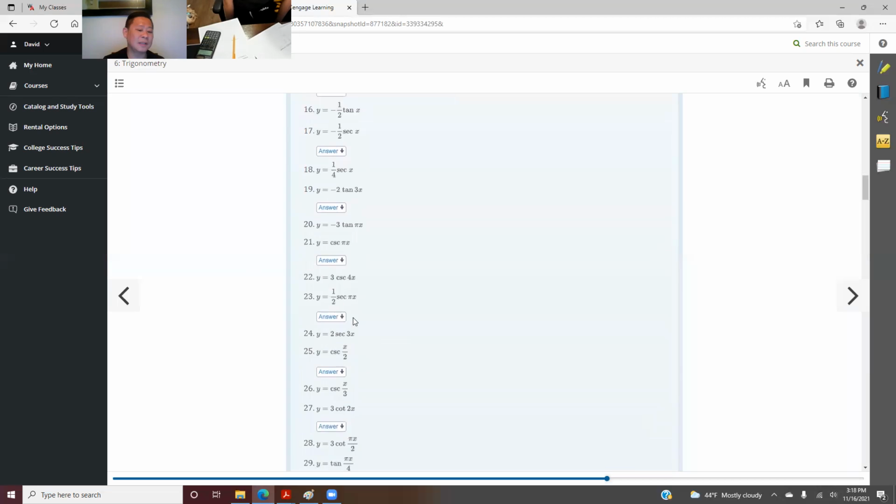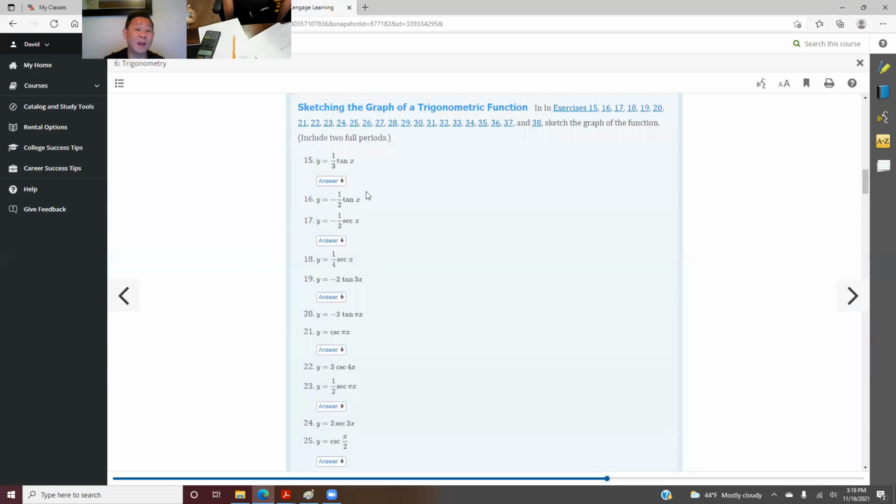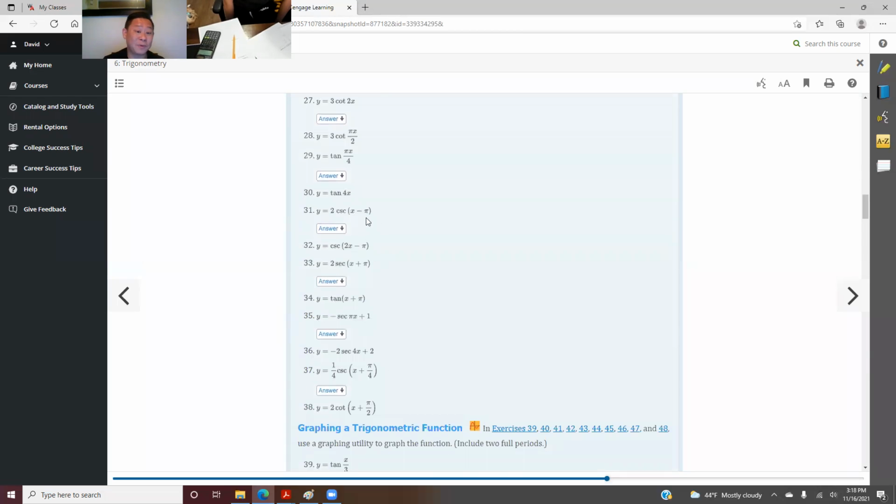From tangent to secant. Again, don't do the front ones because they're easy. Try the ones at the back, the ones with the parentheses that I suggest you do. Anything in the back here is something I would recommend. That was the graphing one.